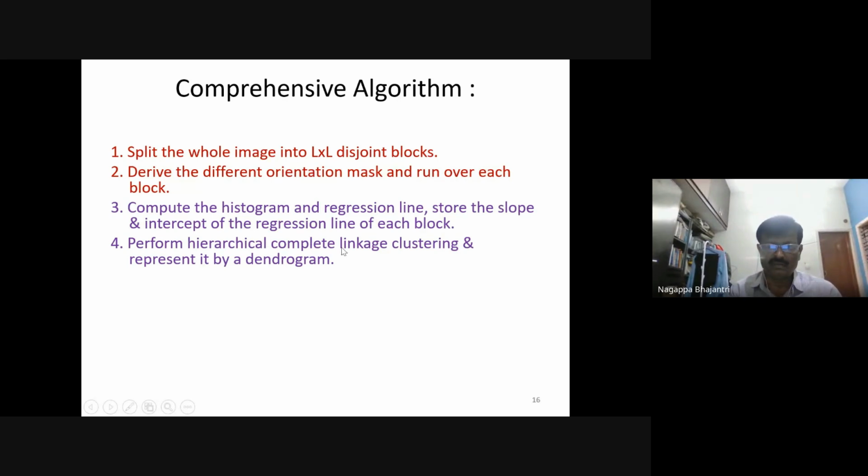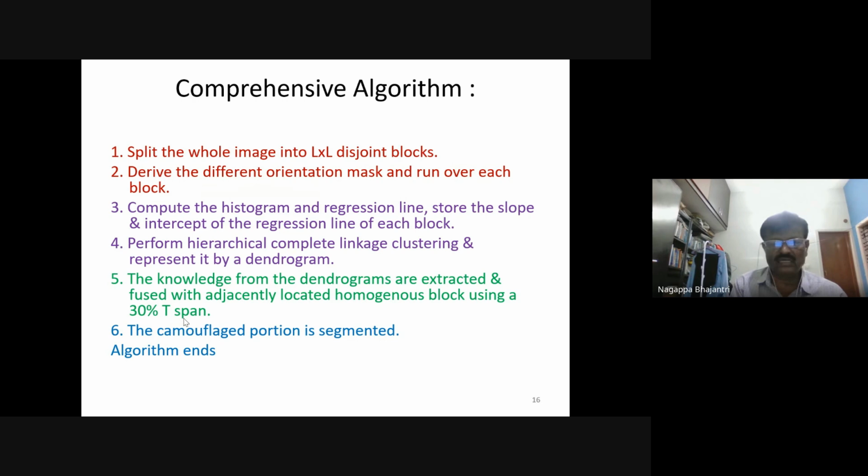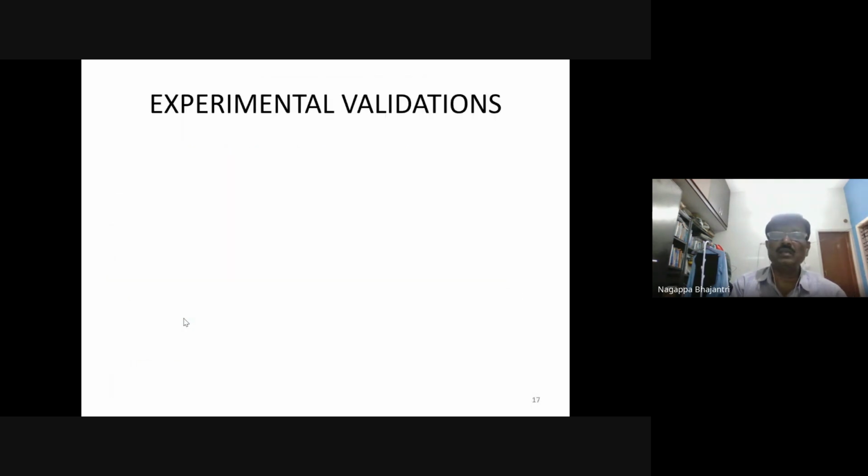Perform hierarchical complete linkage clustering. There are plenty of algorithms; we borrowed one such hierarchical algorithm here. As I told you, we have a two-class problem, so we can cut the dendrogram. We have a 30% threshold, and after measuring that span, we get two classes. So we are able to declare the camouflage portion as one class, and the other class will be the background or non-camouflage image.